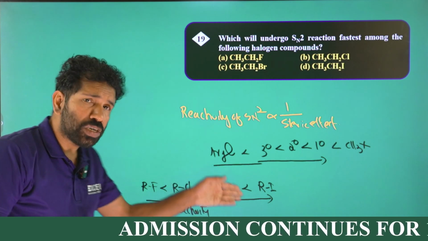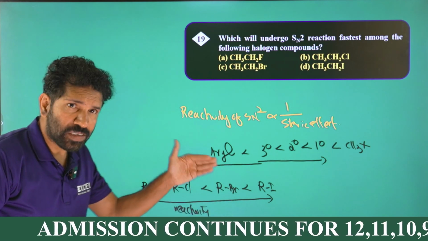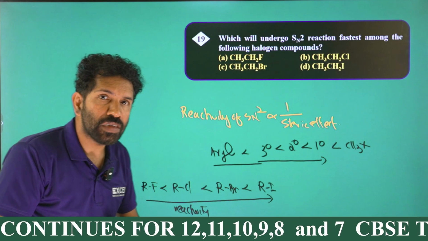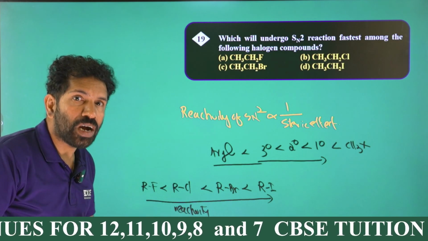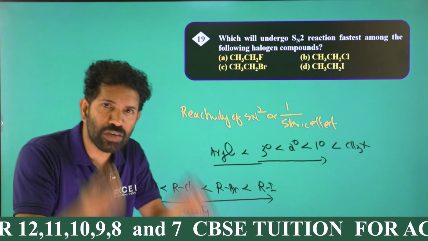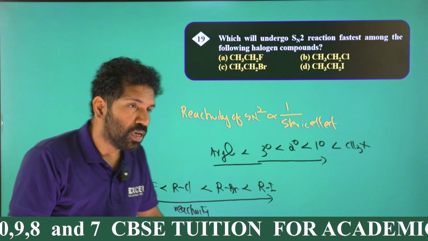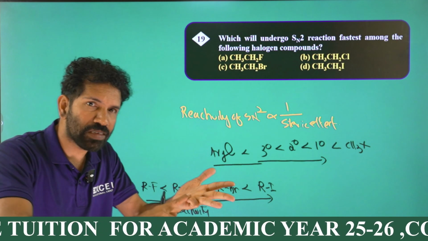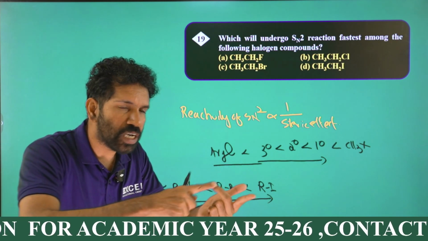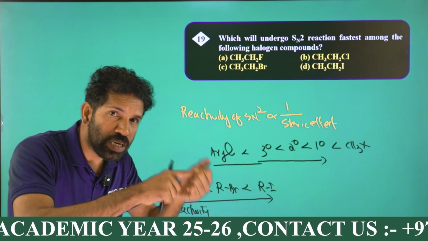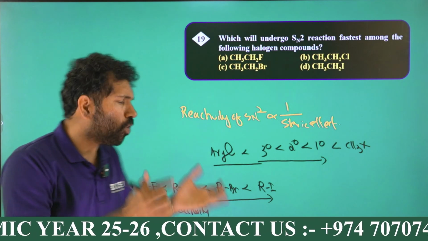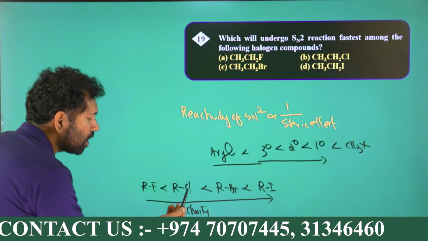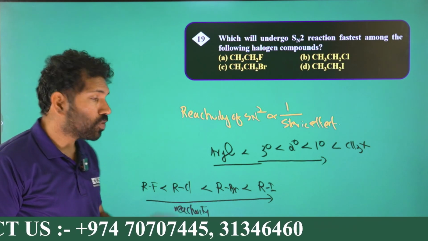This order is the same for SN1, the same for SN2, the same for the reaction with metals, and the same for dehydrohalogenation. So whenever you have a halogen compound, students, remember this particular point. The order of reactivity of halogen compounds in any reaction, whether it is SN1, SN2, reaction with metals, or dehydrohalogenation or beta elimination, is like that. Alkyl iodide is more reactive than alkyl bromide, then alkyl chloride, then alkyl fluoride.